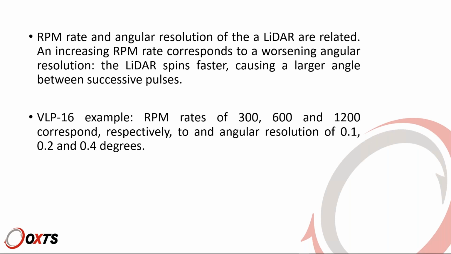So for the VLP16, for example, if you have rates of 300, 600, and 1200, they will correspond linearly to an angular resolution of 0.1, 0.2, and 0.4 degrees. The RPM goes up, higher point density, the angular resolution becomes worse.